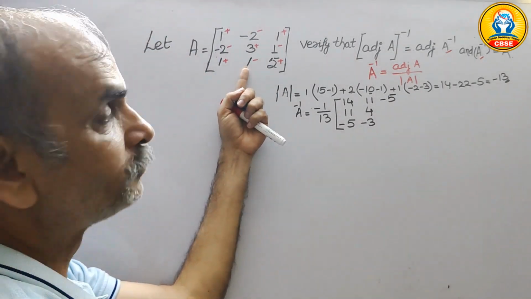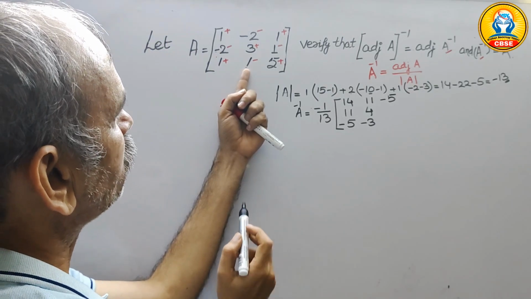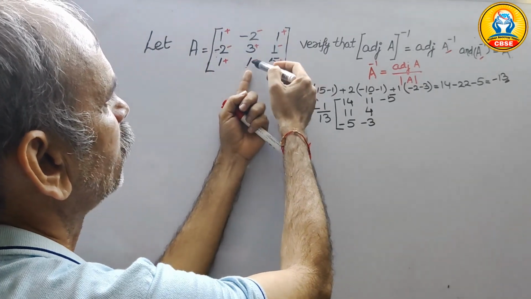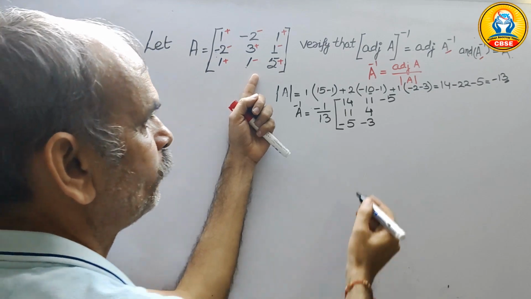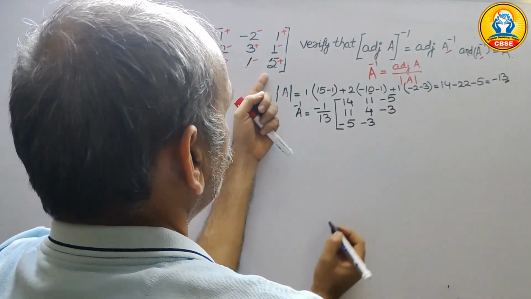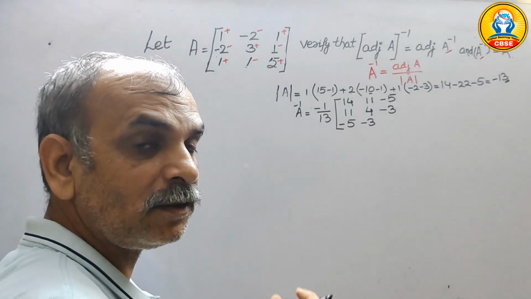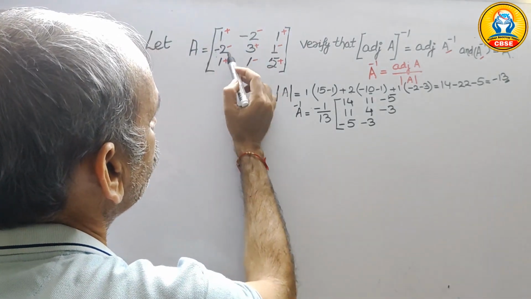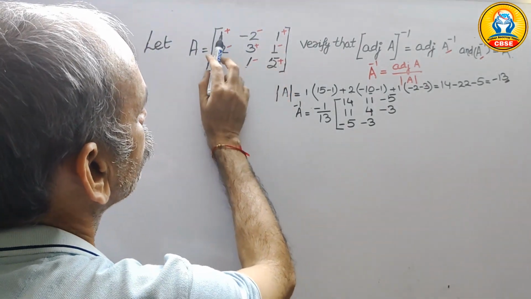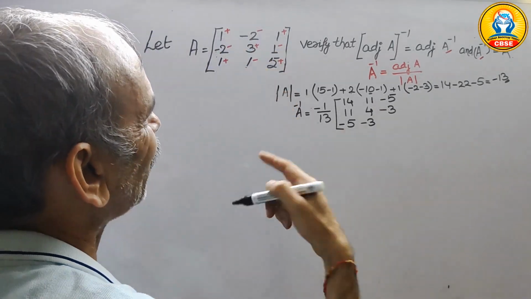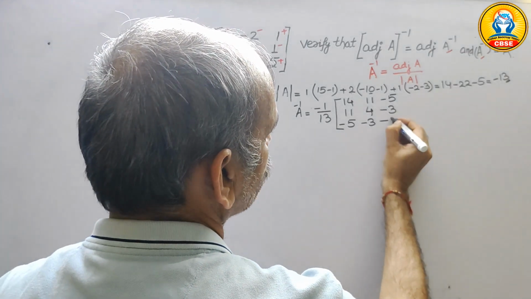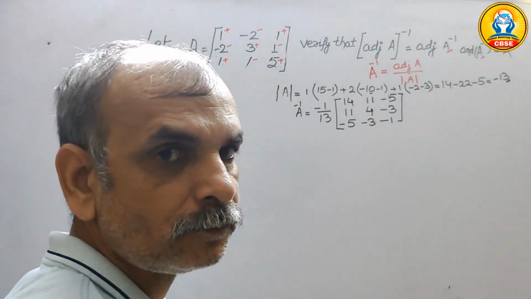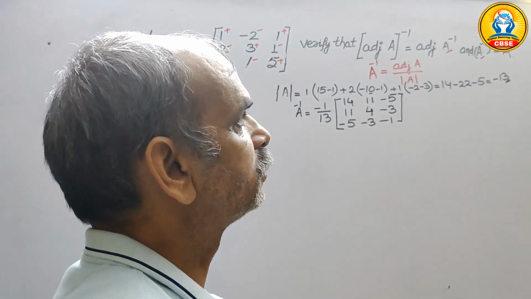Next comes this element. So this element, that means it will be 1 plus 2 is 3. Sign is minus, so minus 3. And last element is 5. The sign is positive. That means it will be 3 and minus 4. 3 minus 4 is minus 1. We will get here minus 1. So this is your A inverse. We got A inverse.